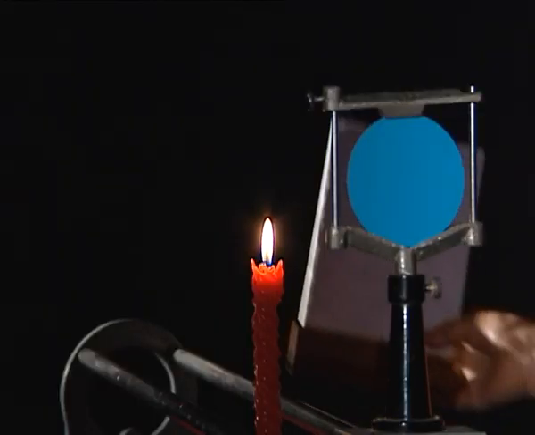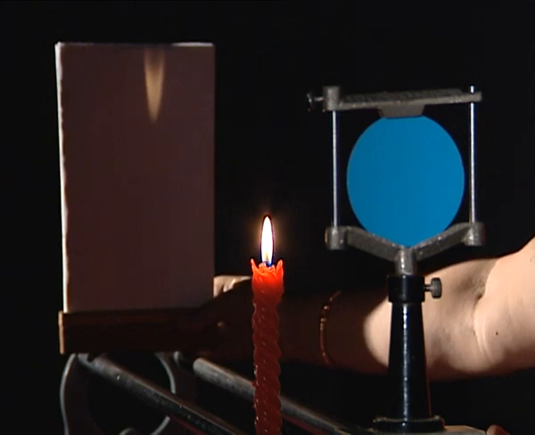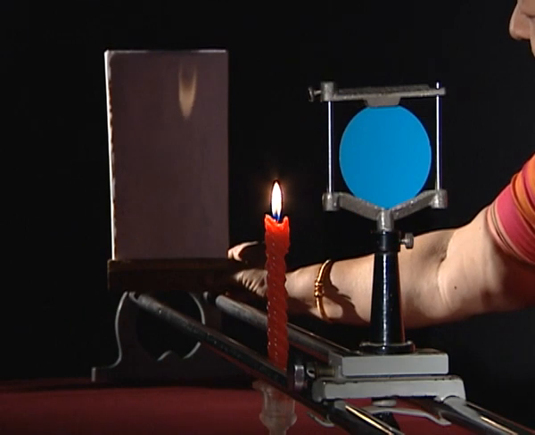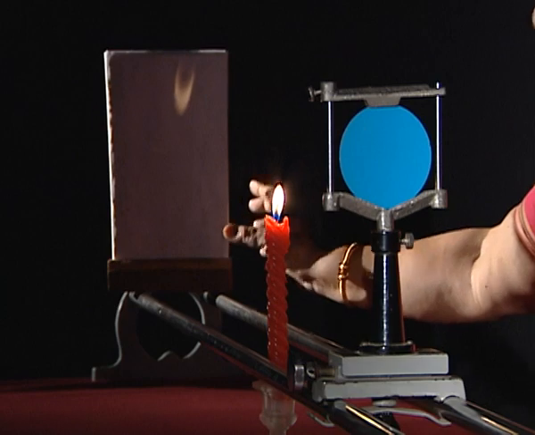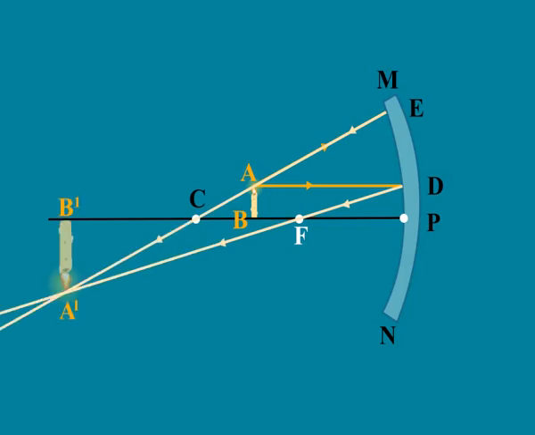Here is a screen, and if I move this here, you see a clear image formed on the screen. What is to be understood? That the rays which are reflected here are meeting at this point. I cannot see the image without any screen. I have to hold those rays at a position and then be able to see the image of that object.